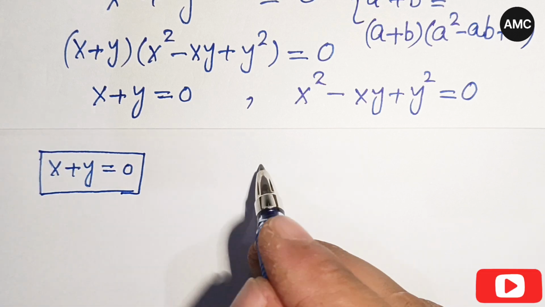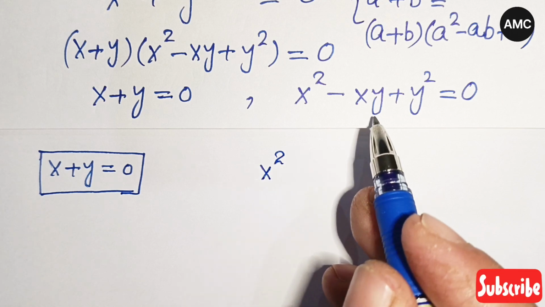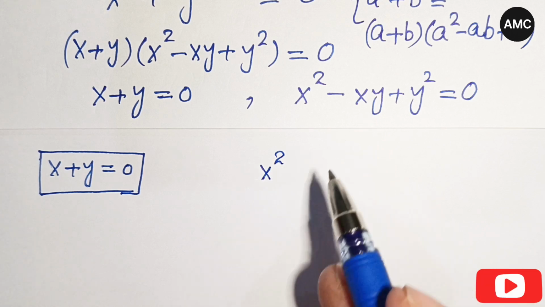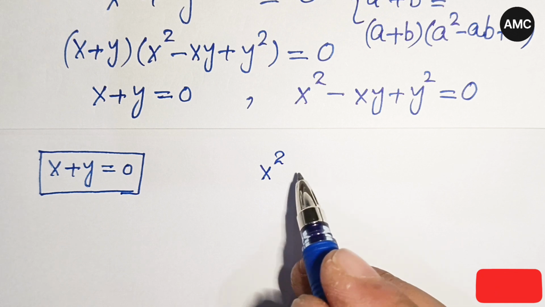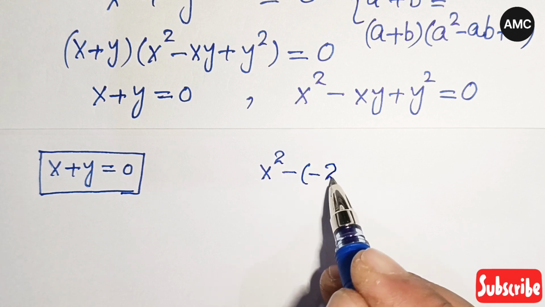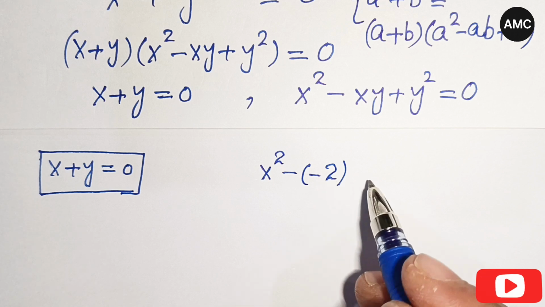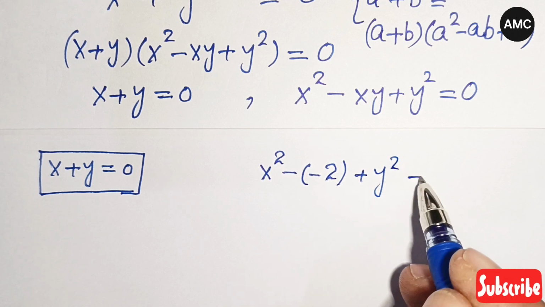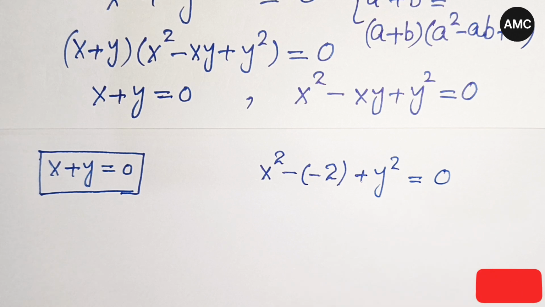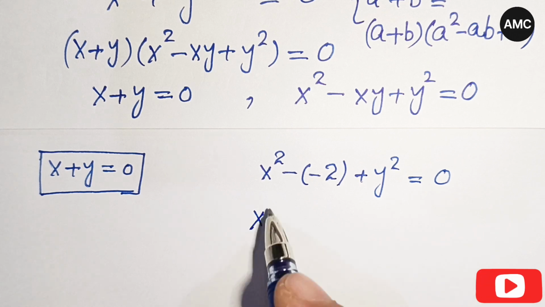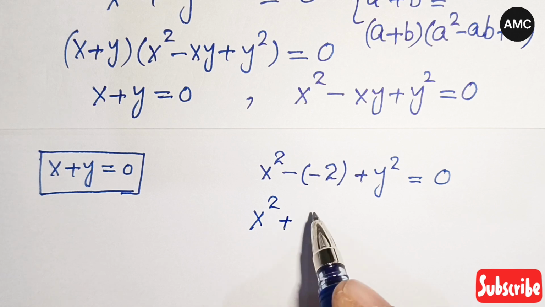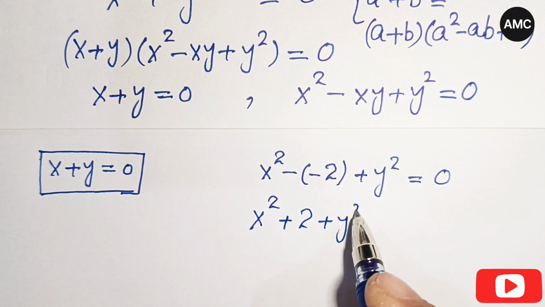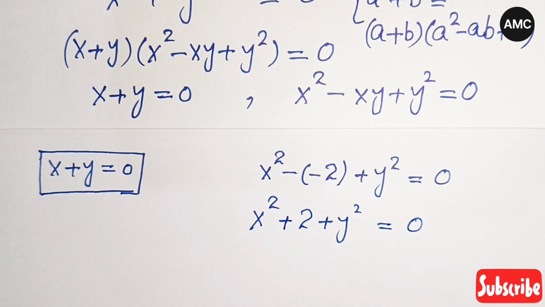Now solving this one, here we get x squared minus xy, putting again the value of xy from our problem. So xy is equal to minus 2. We are going to replace xy with minus 2, plus y squared, and the right hand side is equal to 0. So now x squared, minus times minus is plus 2, plus y squared is equal to 0. So now here we have x squared plus y squared, shifting positive 2 to our right hand side, we get negative 2.